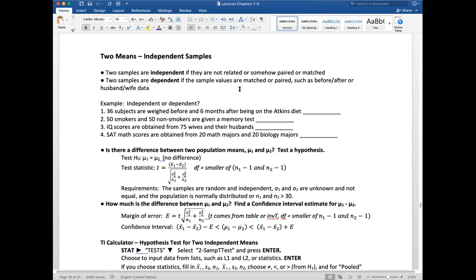In section 5.1, we learned the methods for using sample data from two independent samples to test hypotheses made about two population proportions, and then to construct the confidence interval estimate of the difference between two population proportions. So in this section, we're going to study the hypothesis test and then the confidence interval estimate for two population means. But first of all, we need to understand the meaning of independent sample and dependent sample.